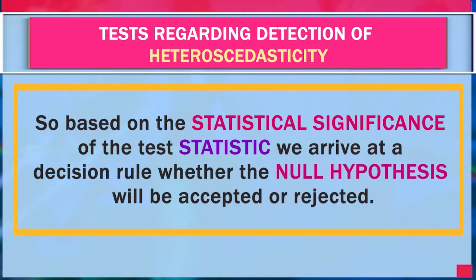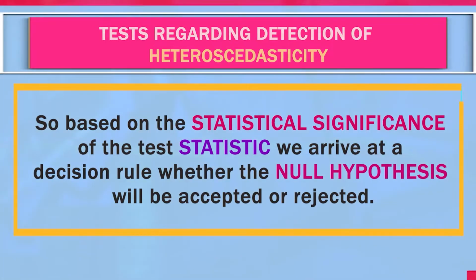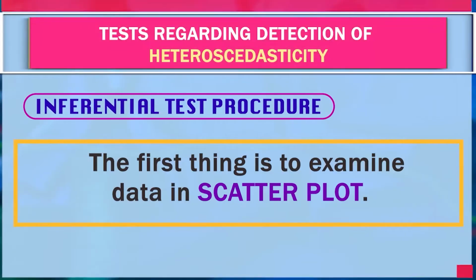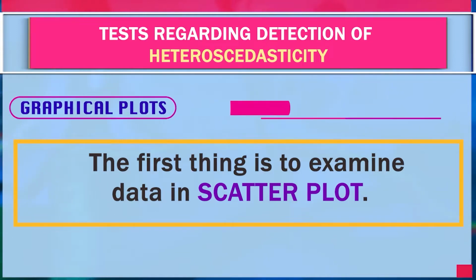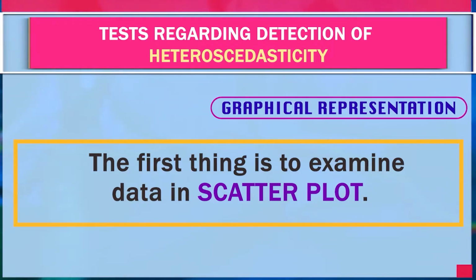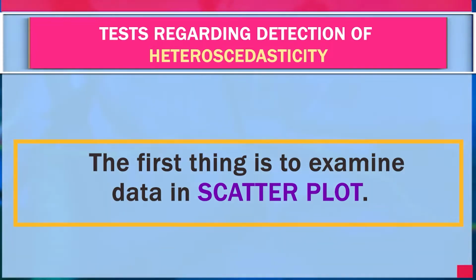So based on the statistical significance of the test statistic, we arrive at a decision rule whether the null hypothesis will be accepted or rejected. If the null hypothesis happens to be rejected, then definitely the problem is existing, and this is the confirmation we expect after conducting any sort of inferential test procedure. So here we look for the graphical plots or the graphical representation. Graphical plot basically refers to a scatter plot where we observe the detection of the problem.